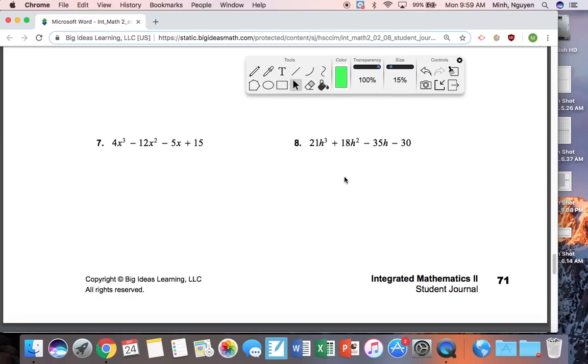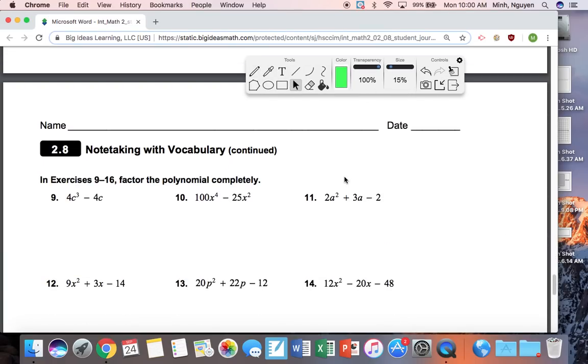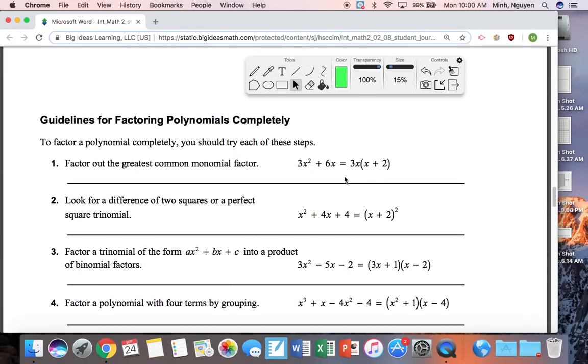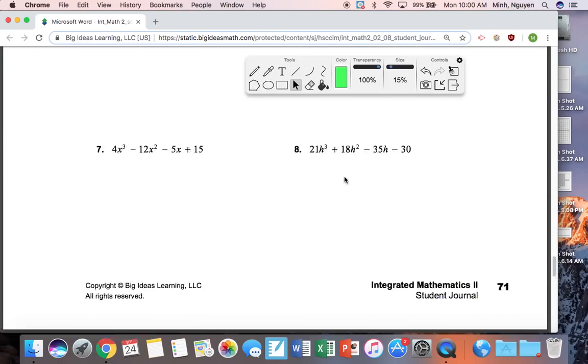I would say for this section, if you get stuck, go ahead and make sure you refer to these guidelines. They're there for a reason. It says guidelines, they will guide you. And then if you have any questions, let me know.